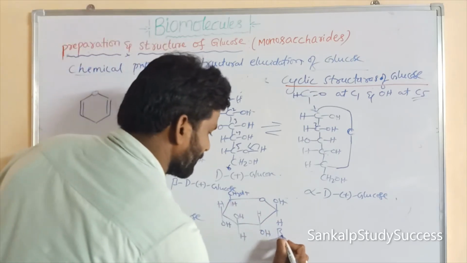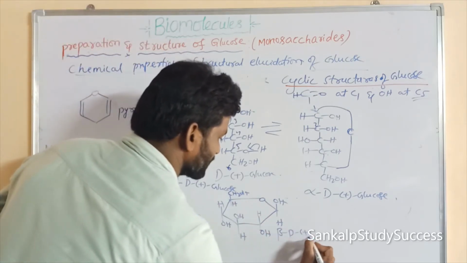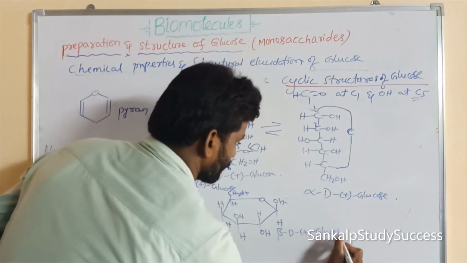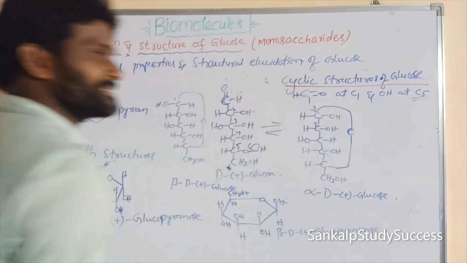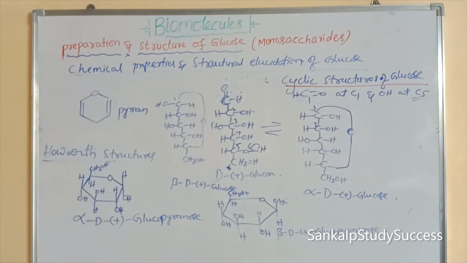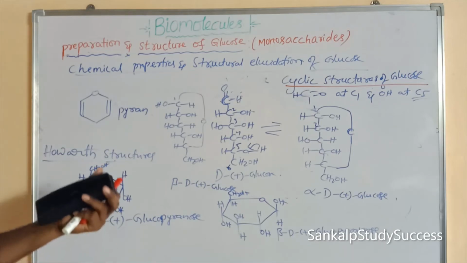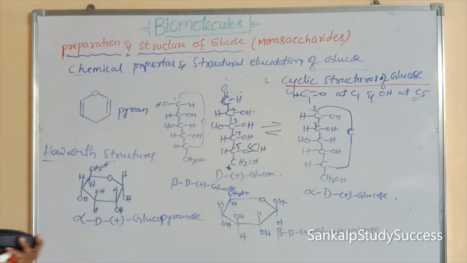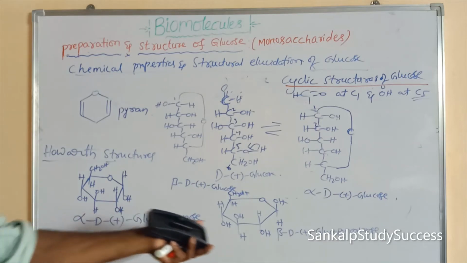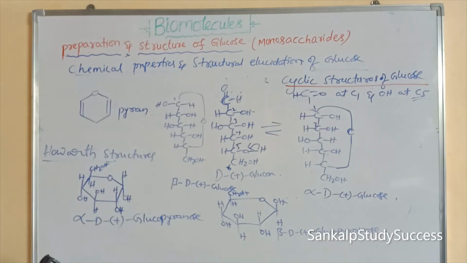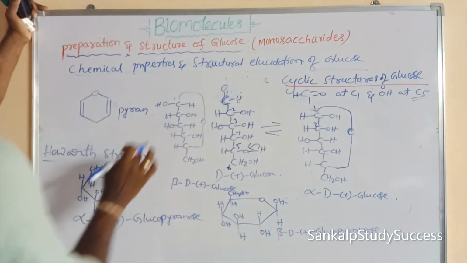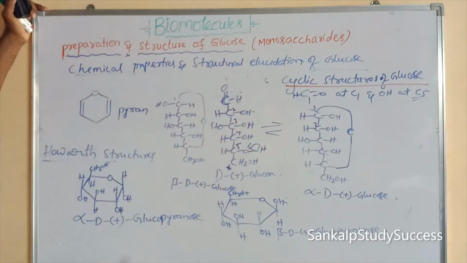So what is its name? Beta D plus glucopyranose. The cyclic structure of glucose resembles the pyran structure, so its name is given as glucopyranose. This is alpha D plus glucopyranose, and this is beta D plus glucopyranose. These two are the Haworth structures of glucose. These two are the cyclic structures of glucose, and this is the open chain structure of glucose.